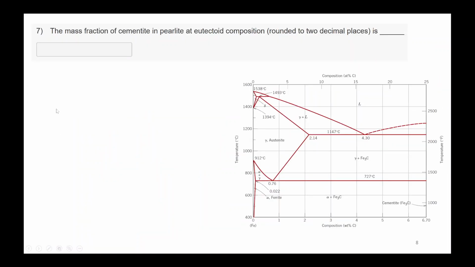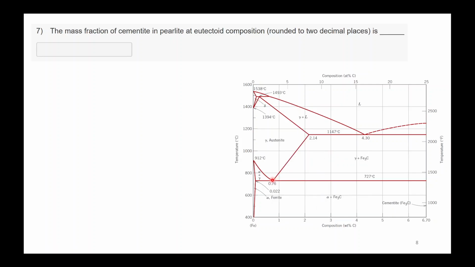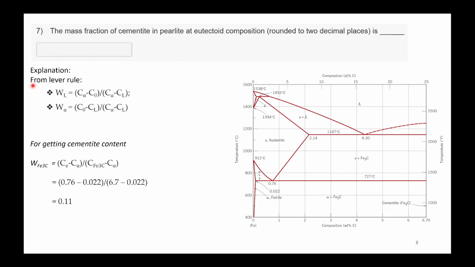Seventh question: you have to tell what is the mass fraction of cementite in pearlite at eutectoid composition, rounded to two decimal places. So you have to tell what is the fraction of cementite at the eutectoid composition. This is the point we will be considering, this is your 100% ferrite, and this is your 100% cementite. This is the tie line for getting the mass fraction. Now from the lever rule, you know how we calculate the weight fraction of a particular composition. I told this in the previous class.